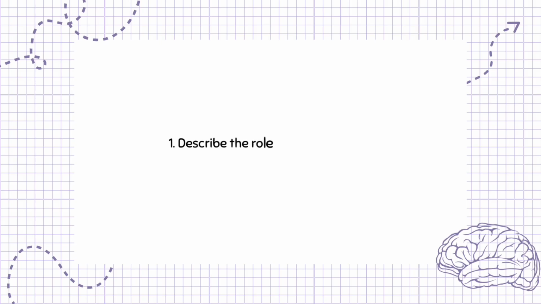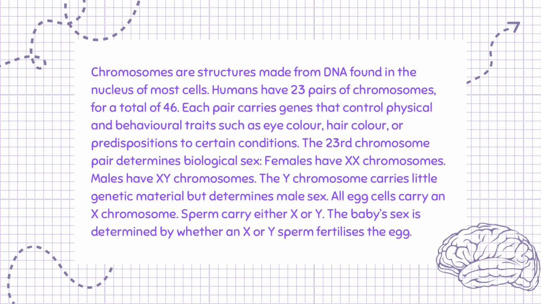Question 1. Describe the role of chromosomes in sex and gender. 4 marks. Chromosomes are structures made from DNA found in the nucleus of most cells. Humans have 23 pairs of chromosomes, for a total of 46. Each pair carries genes that control physical and behavioral traits such as eye color, hair color, or predispositions to certain conditions. The 23rd chromosome pair determines biological sex.